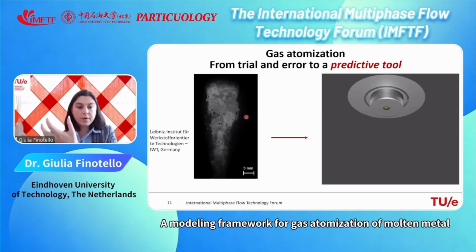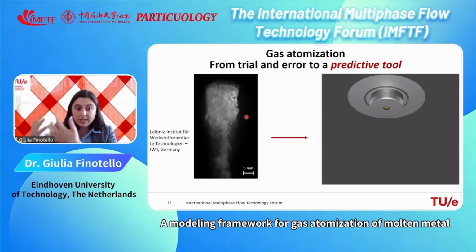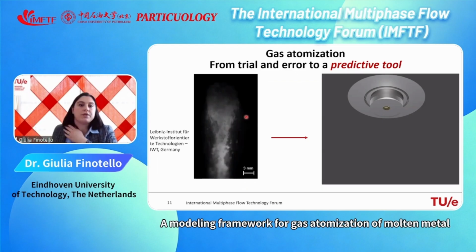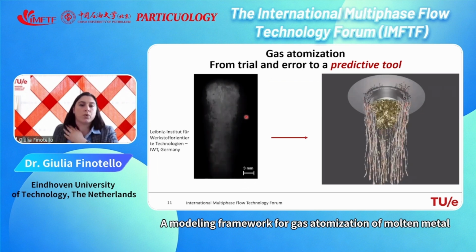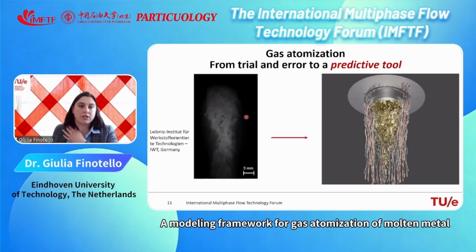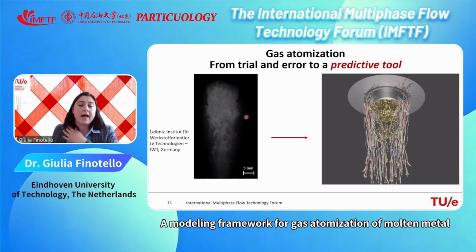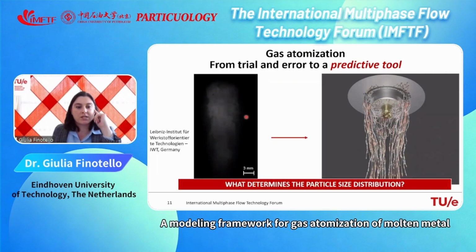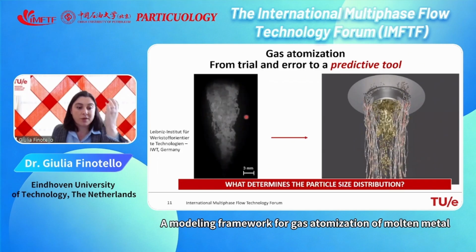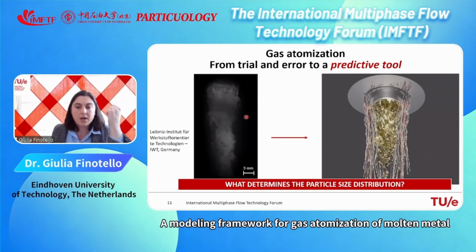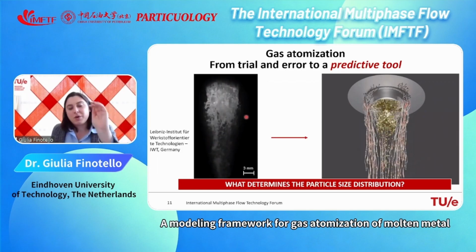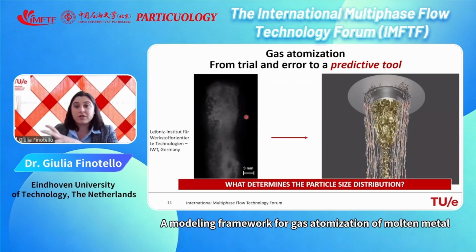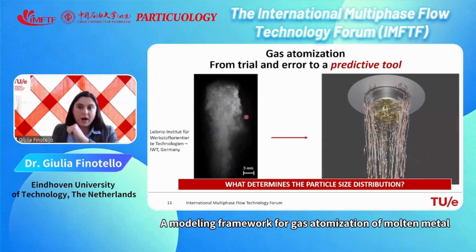So of course experimental techniques are developing, and there are colleagues that are doing an excellent job, but what we also need is developing predictive tools that are able to predict what's happening in a gas atomizer. And most importantly, it's very important to know what determines the particle size distribution of the powder that is produced, right? Because that's what everyone wants to know. So let me walk you through now this process and how we build this numerical framework for gas atomization of molten metal.